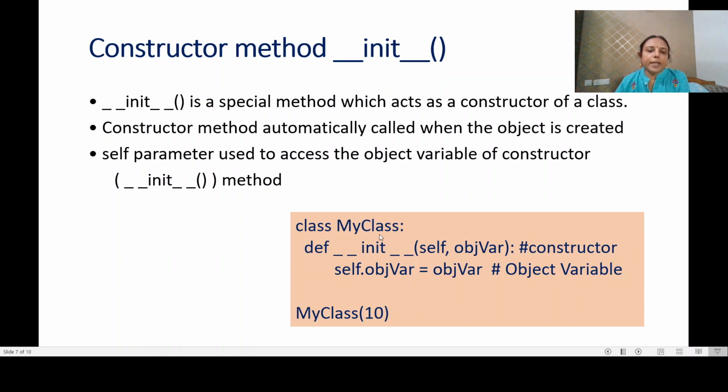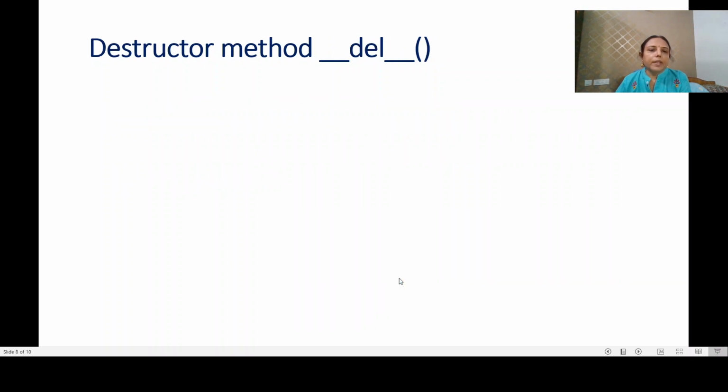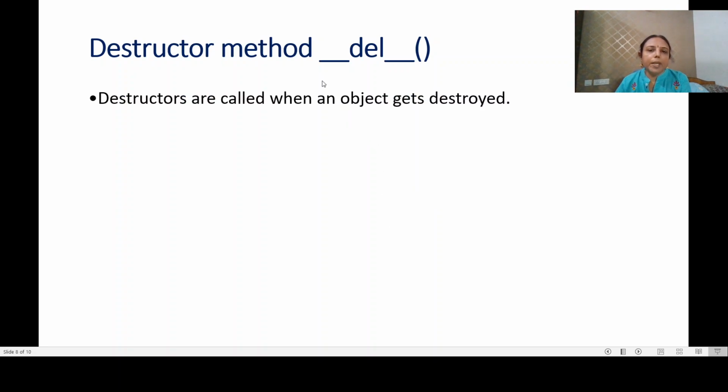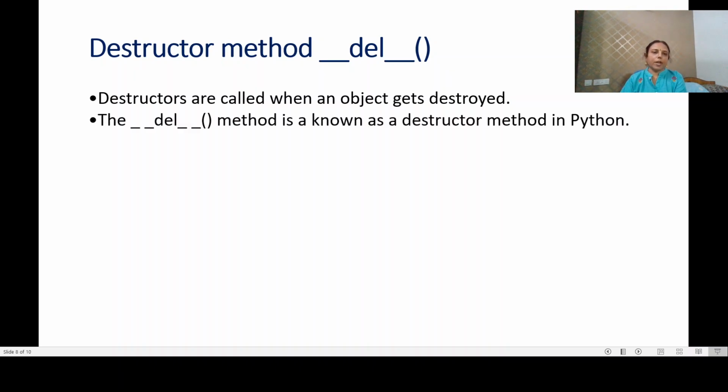So remember, the constructor method we need not call from the object. It will be automatically called when an object is created. Similarly, the destructor method. The destructor method is represented as __del__ with open and close brackets, and it is called when the object gets destroyed.